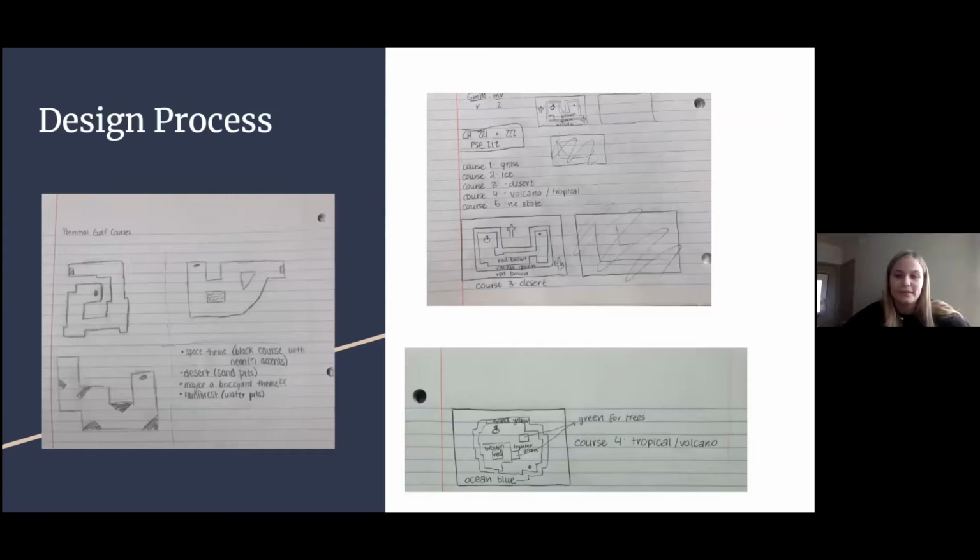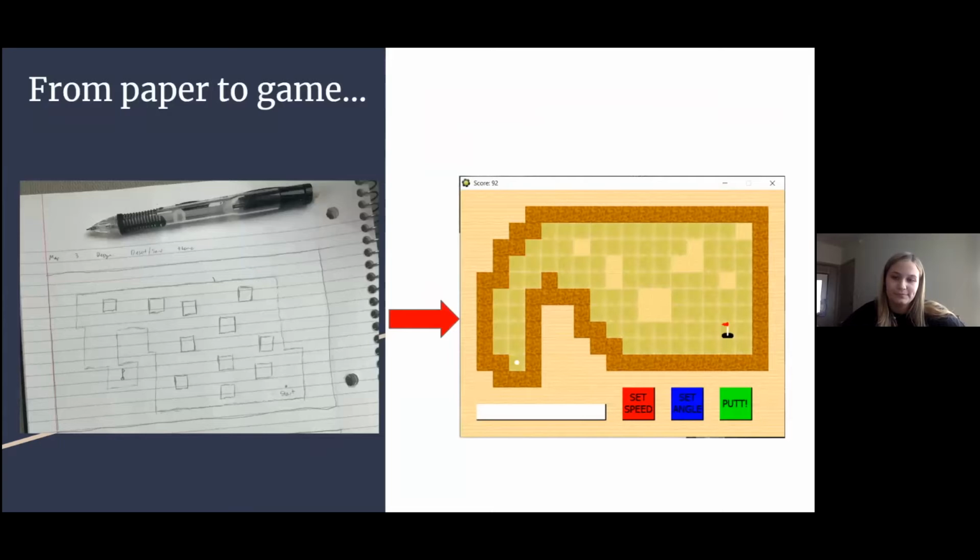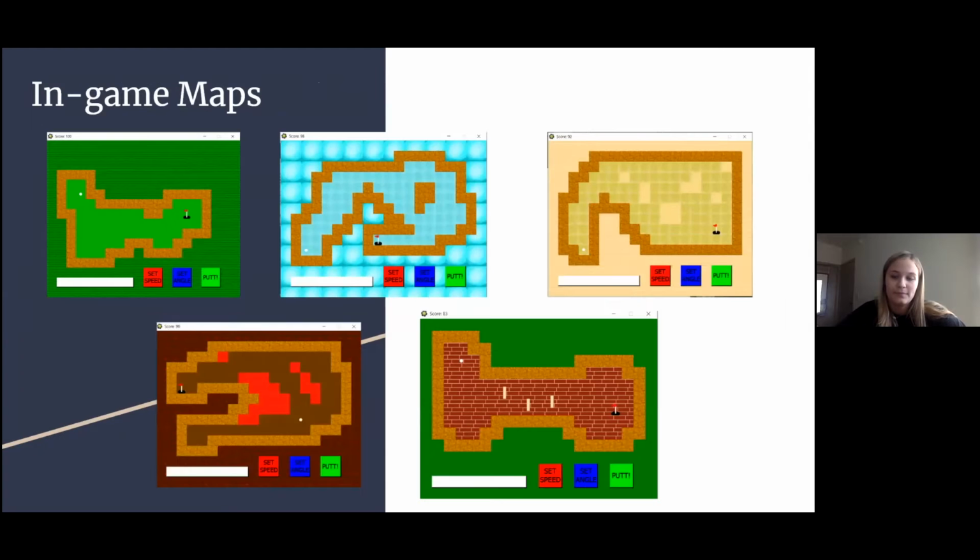Our design process. To begin our design process, we created maps that included different course obstacles and themes. From this, we transferred our sketches to GameMaker. As an example, you can see how similar we made our map to our sketches, including the obstacles. After designing our prototypes, we finalized these 5 maps into our game.